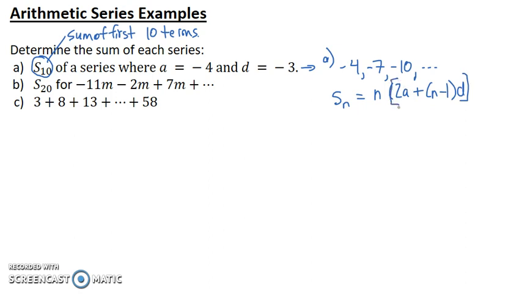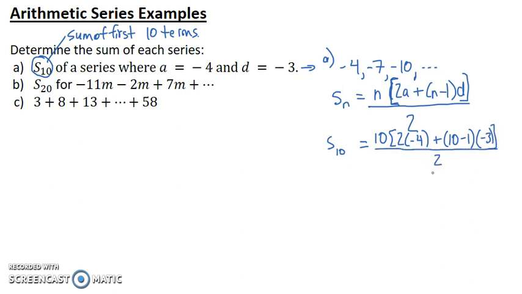I guess these are square brackets. It really doesn't matter if it's square or round brackets, just so long as it's clear. But usually square brackets are used with round brackets just to make it a little bit more clear. We know there are 10 terms, so S10. We know that the a value is -4. We know that the n value again is 10. And we know that the d value is -3. We're going to divide all this by 2.